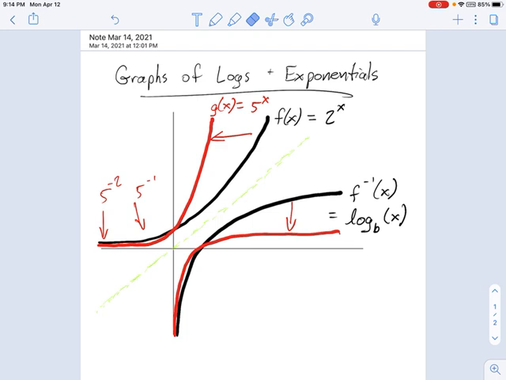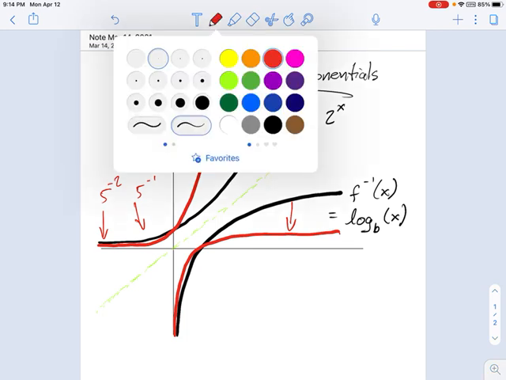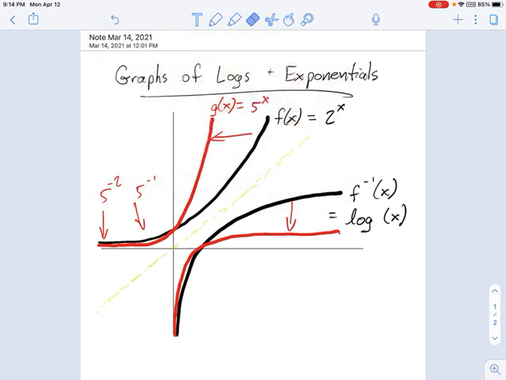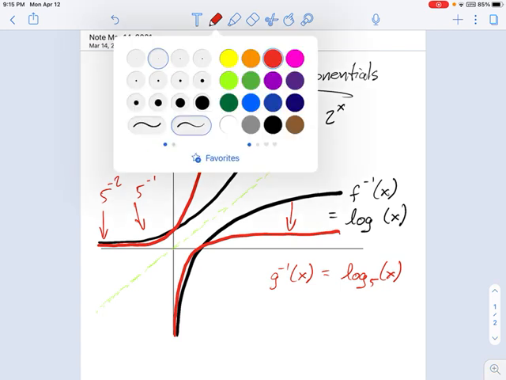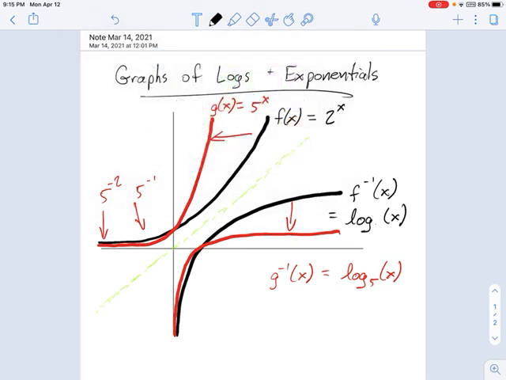So let's try to write the equation for this. Here we go. So what was that on g of x? I'm going to say the inverse of g, which is logarithm base 5 of x, is in red, and in black we had base 2. So there's the general shape of logarithms and exponentials.